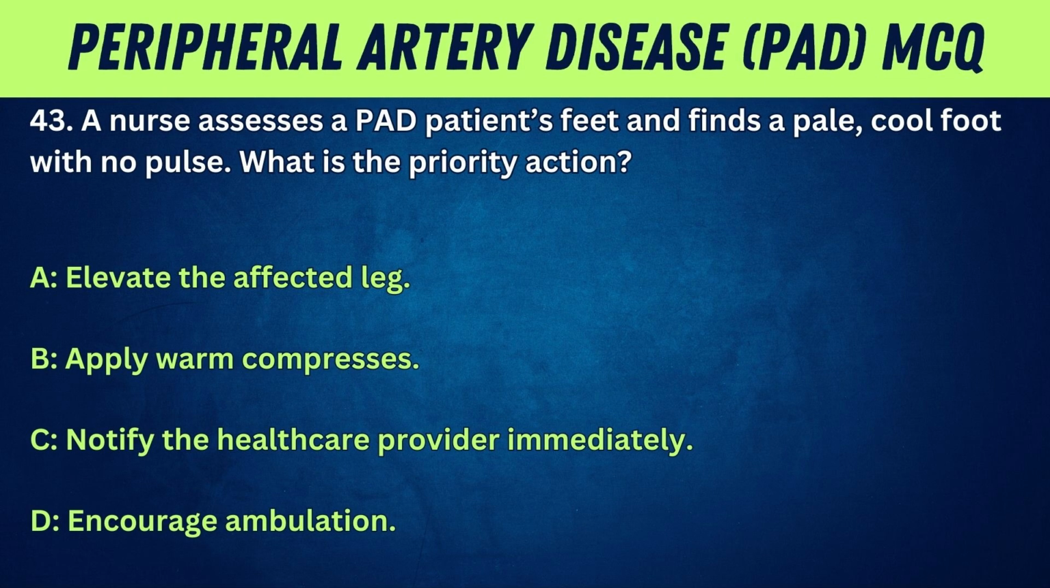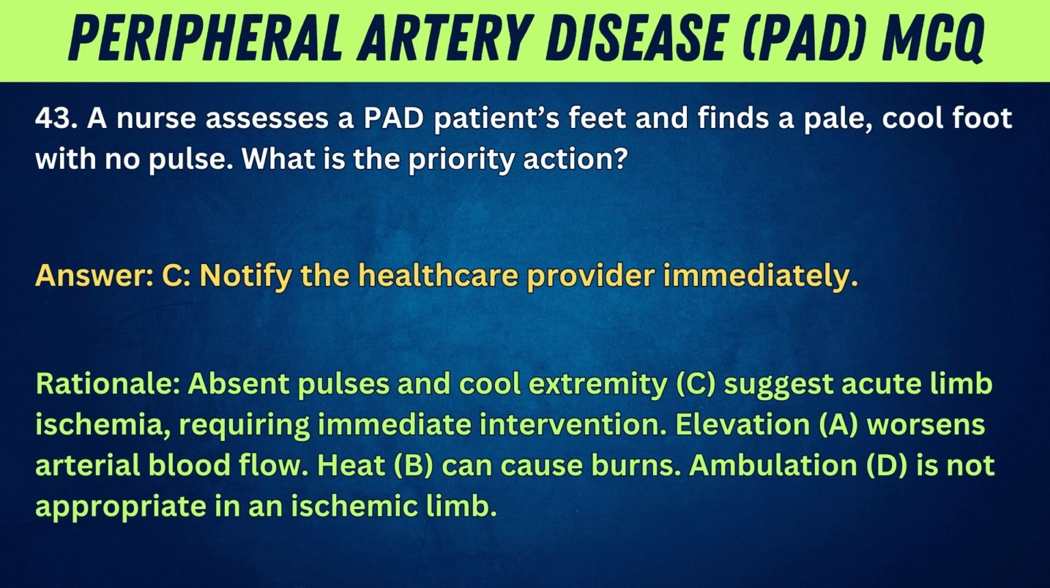43. A nurse assesses a PAD patient's feet and finds a pale, cool foot with no pulse. What is the priority action? A. Elevate the affected leg. B. Apply warm compresses. C. Notify the healthcare provider immediately. D. Encourage ambulation. Answer: C.